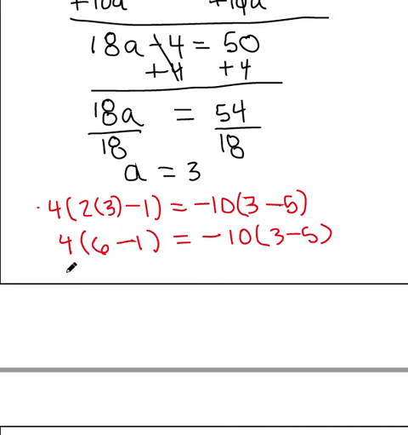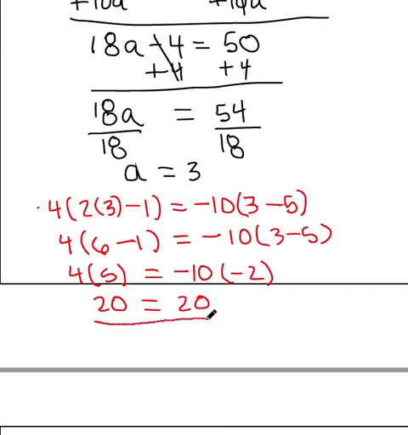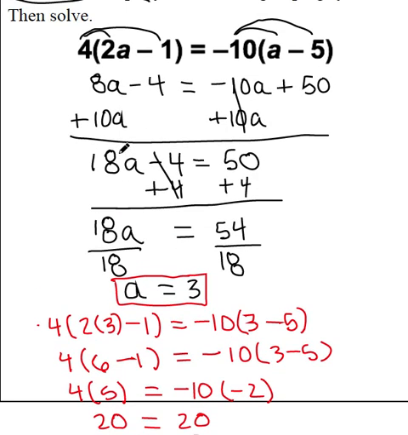That's order of operations. So it'll now be 4 times 5 is equal to negative 10 times negative 2, because 3 minus 5 is negative 2. All right, let's continue working. 4 times 5 is 20. And negative 10 times negative 2 is also 20. Well, it looks like this works. Both sides of my equal sign are correct. Therefore, a equals 3 is the solution to this equation.